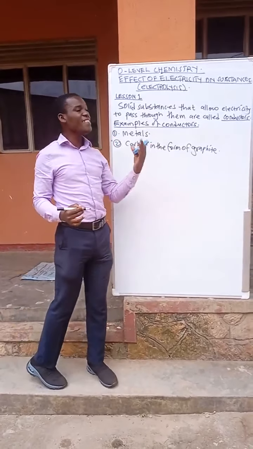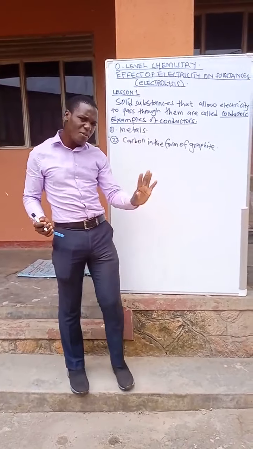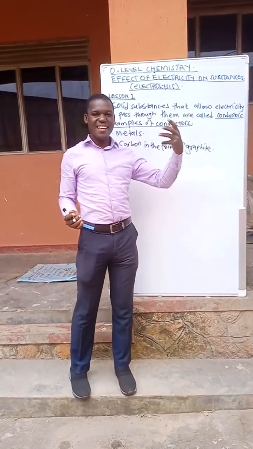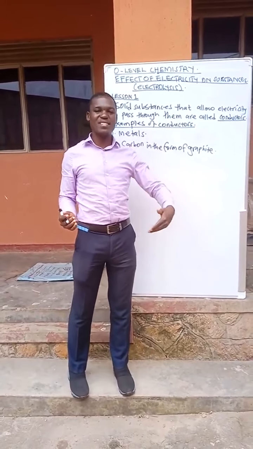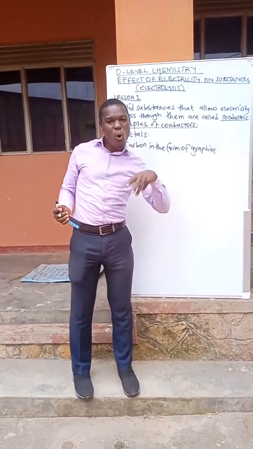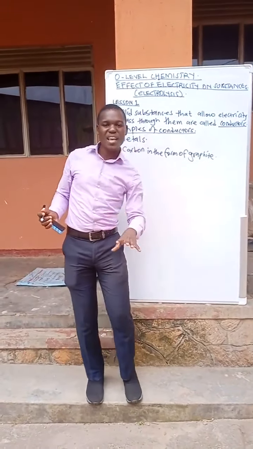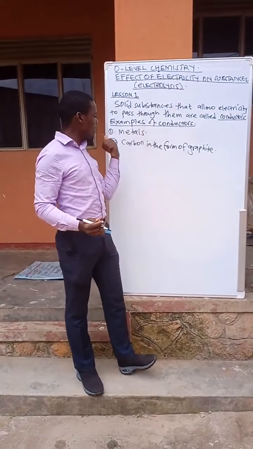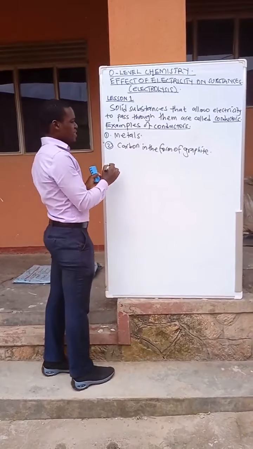And then in this topic, we shall discuss what electrodes are. In the lessons to come, we shall clearly see that these electrodes also conduct electricity. And we shall get to know that most of the electrodes are either metals or carbon in the form of graphite.